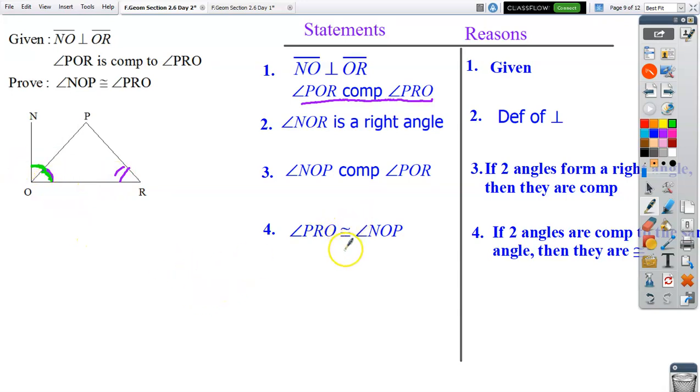Therefore, since they're both complementary to the same angle, then they are congruent. So if two angles are complementary to the same angle, then they are congruent. That is one of the properties that we learned in the day one part of these notes. Great, cool. Next one.